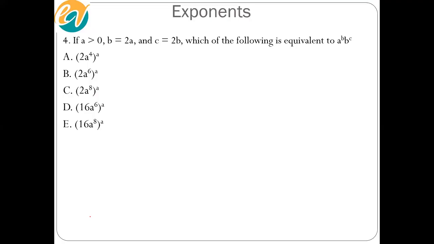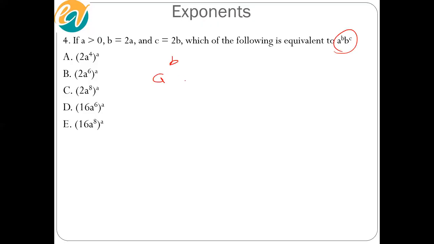Now, if you look at the five options, it's very clear that we have to express this in terms of A. Are you guys with me? Because they're saying which of the following is equivalent to A raised to the power B into B raised to the power of C, and all the five options are in terms of A. So we have to obviously express this expression in terms of A.